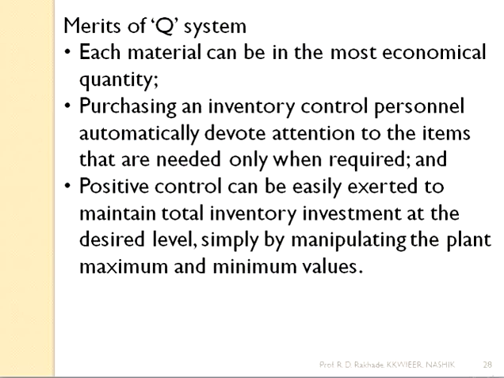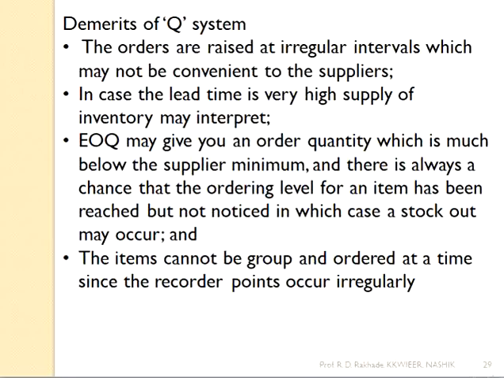Next are certain merits of the Q model. Each material can be ordered in the most economical quantity, so purchasing and inventory control personnel automatically devote attention to the items that are needed only when they are required. And positive control can be easily exerted to maintain total inventory invested at the desired level, simply by manipulating the maximum or minimum values.